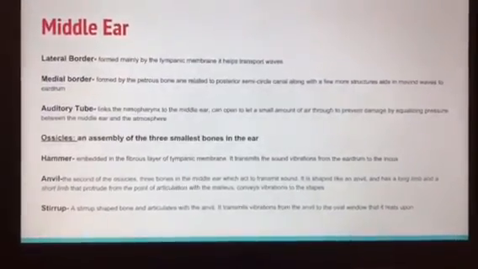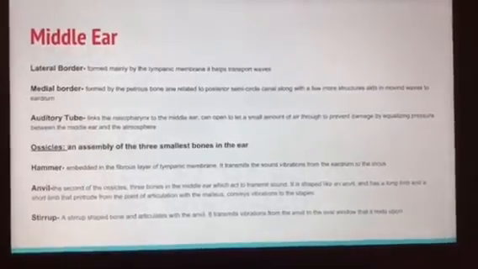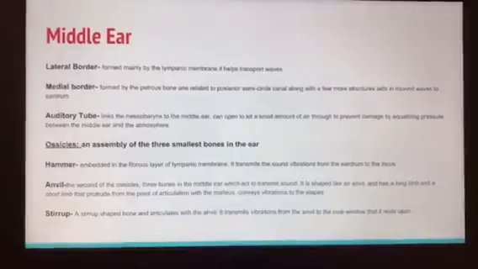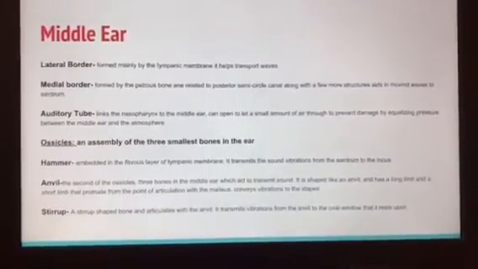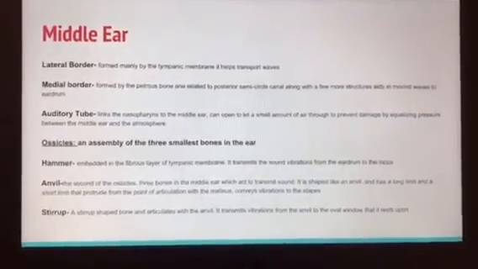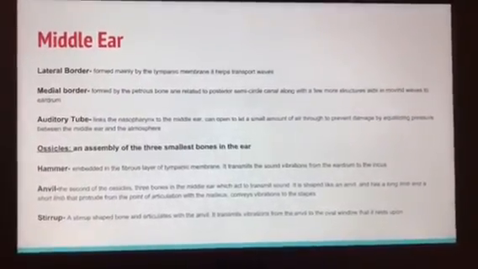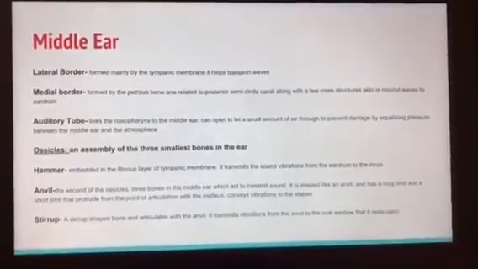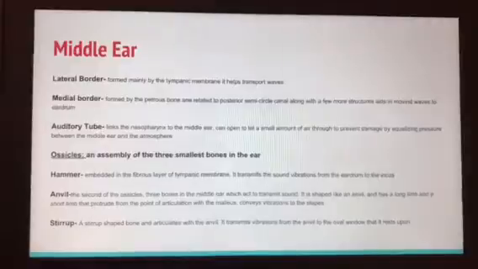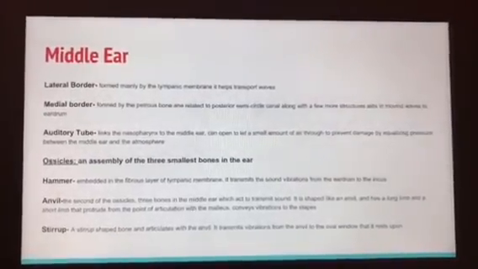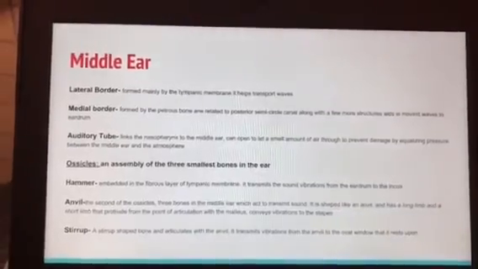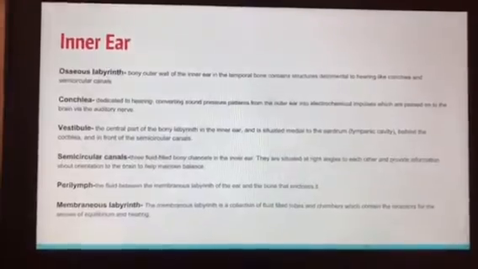1. The hammer is embedded in the fibrous layer of the tympanic membrane. It transports the sound vibrations from the eardrum to the incus. 2. The anvil is the second of the ossicles, which acts to transmit sounds. It is shaped like an anvil and has a long limb and a short limb that protrude from the point of articulation with the malleus and conveys vibrations to the stapes. 3. The stirrup is a stirrup-shaped bone that articulates with the anvil. It transmits vibrations from the anvil to the oval window that it rests upon.